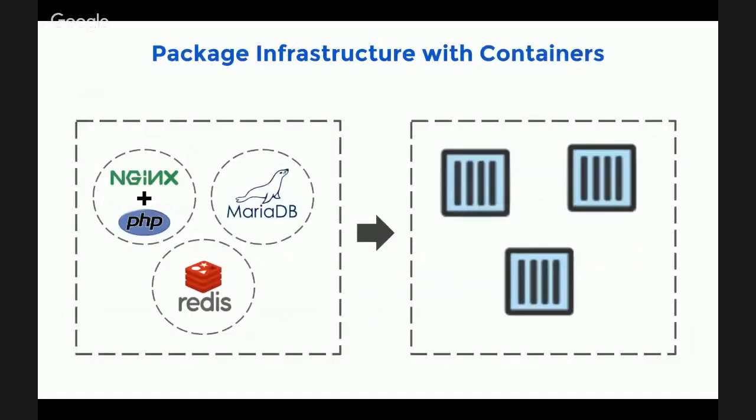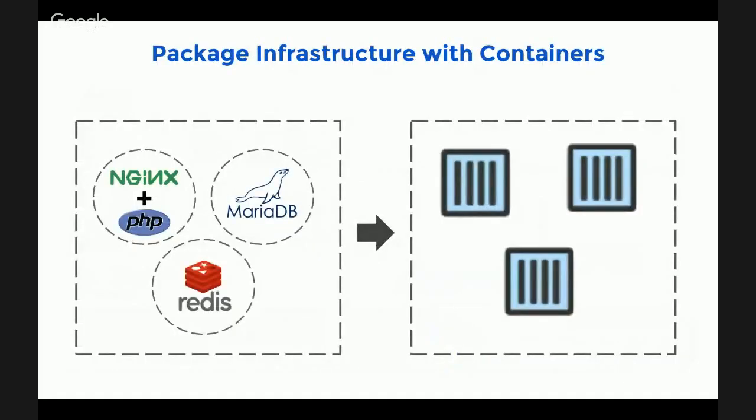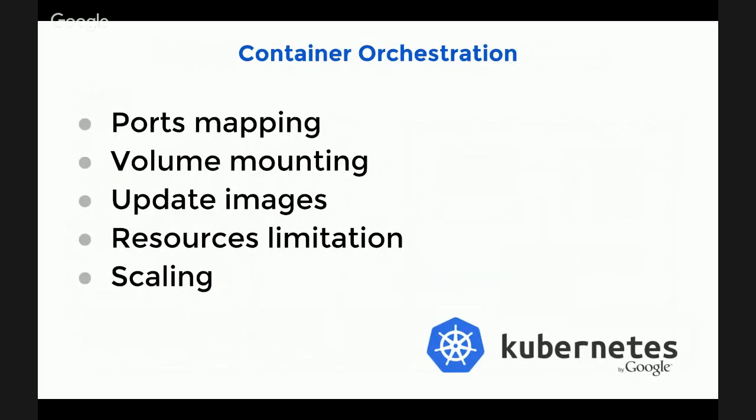Okay, returning to my first slides, what I do is I package all these dependencies for Drupal infrastructure inside of containers, and I have a set of containers that I link with each other, because by default every container is isolated and doesn't know about other containers. That's when you have to use orchestration tools. You use orchestration tools to make this port mapping, to mount volumes, to update images when a new version is available, to limit resources. You can limit resources of containers strictly by memory and not very strictly by CPU usage. And also you can use orchestration tools to scale your containers.